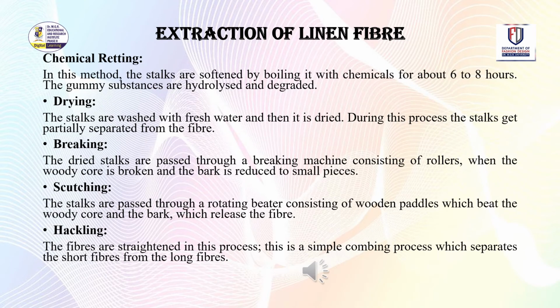Next comes chemical retting. In this method, the stalks are softened by boiling them in a chemical for about 6 to 8 hours to remove the gummy substances. Drying. The stalks are washed with fresh water and then dried. During this process, the stalk gets partially separated from the fibers.